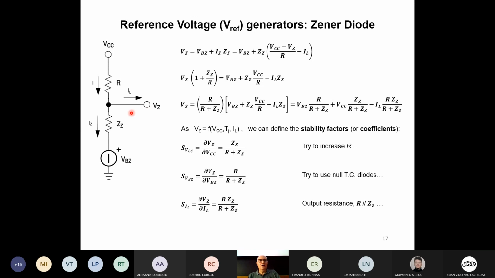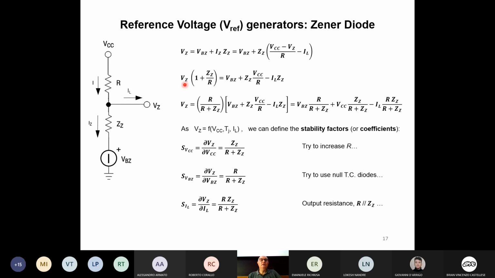Now I want to discover a relationship that links the output voltage VZ, we call it VZ, or sometimes the V reference, both ways. And I want to link this voltage to the many parameters in that circuit, which can give us problems. If you remember, I said that this reference voltage will depend on the VCC, on the temperature, and on the output current. So I want to see if I can find a single expression which contains all those points.